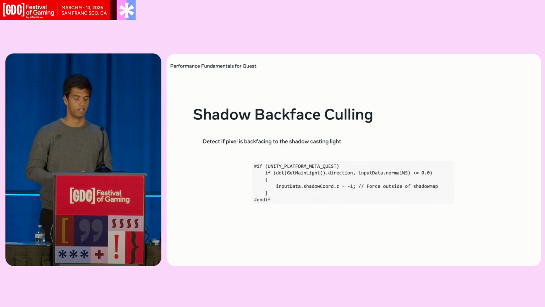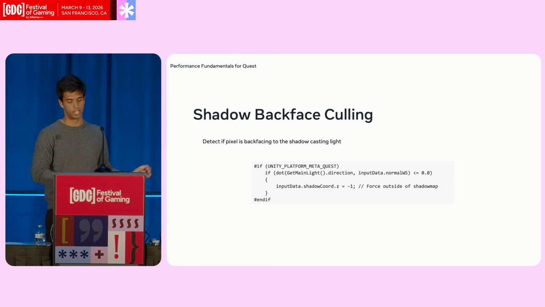Sounds kind of obvious, but we found an area where the URP shaders by default were doing a little bit more work than they needed to. So the idea here is that when you're rendering any given pixel in the fragment shader, you can tell whether that pixel is back-facing to the shadow casting light. And if it's back-facing, by definition, it's not going to be affected. And if it's not affected, you want to save all the computation. The way to tell that is by taking the dot product of the main light's direction with the surface normal of the actual pixel itself.